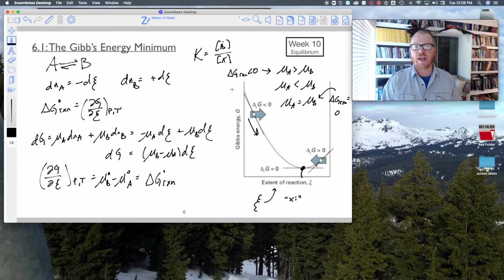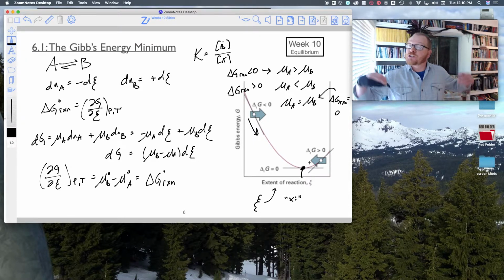And of course, when we have mu A is less than mu B, then that quantity will be greater than 0, which as you can see is right here, which means the reaction will not spontaneously proceed any further.